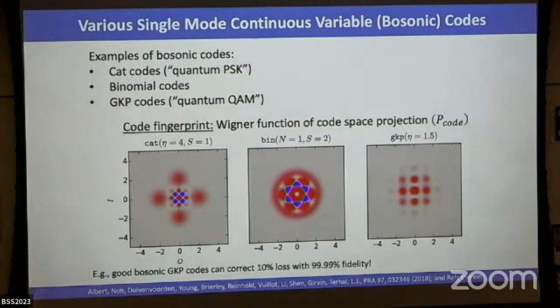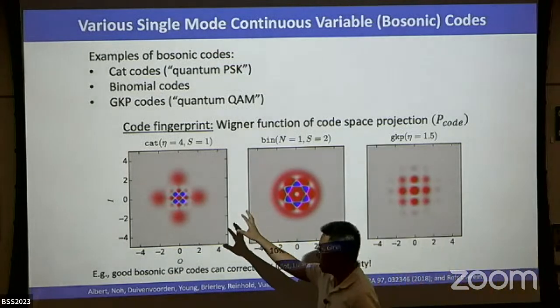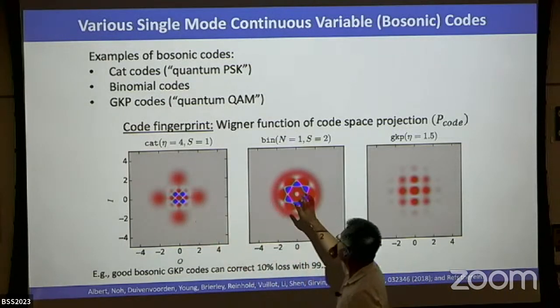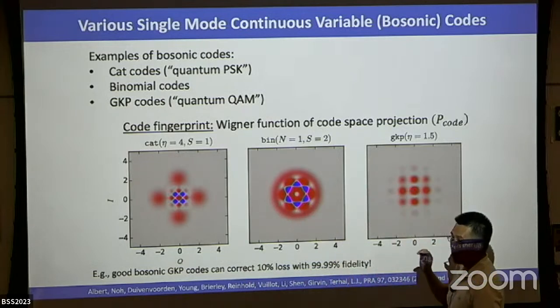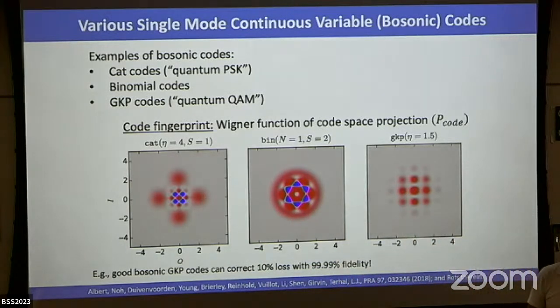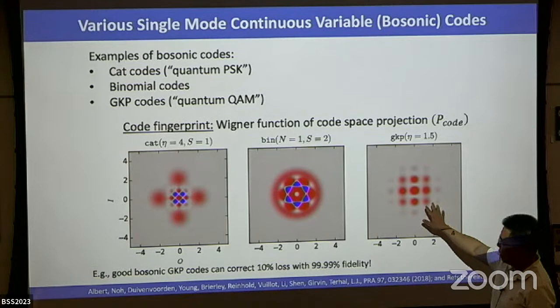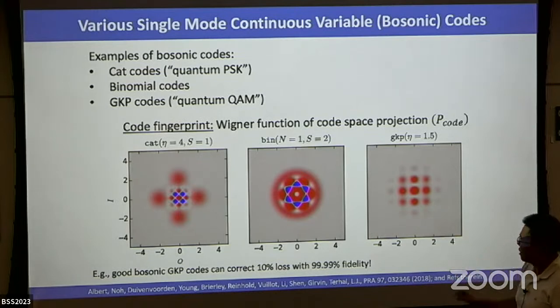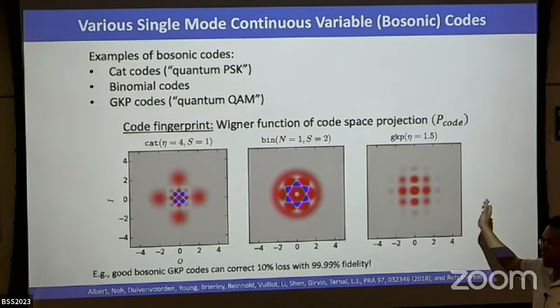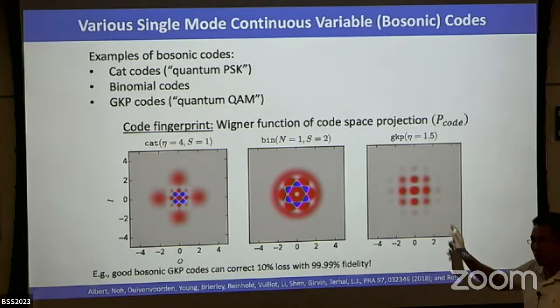This is the single-mode encoding for a qubit using the cat code, binomial code, and GKP code. Every bosonic code has a unique Wigner function for the projection of the code space. This is a nice representation because it avoids the ambiguity of what's logical 0 and what's logical 1, because people are still arguing about the best definition for that. But this avoids that issue. It's a projection that defines the two-dimensional subspace for the logical code words.